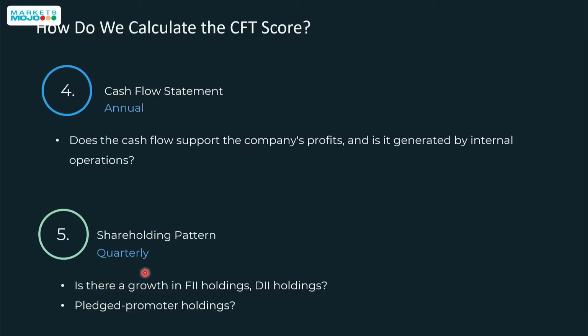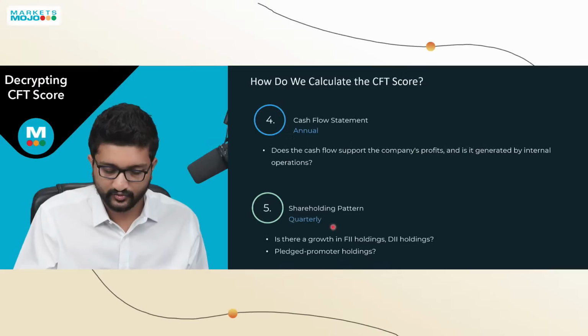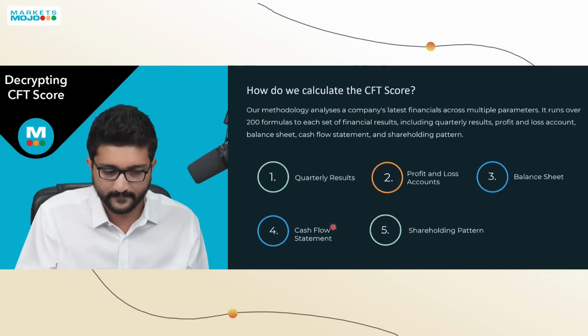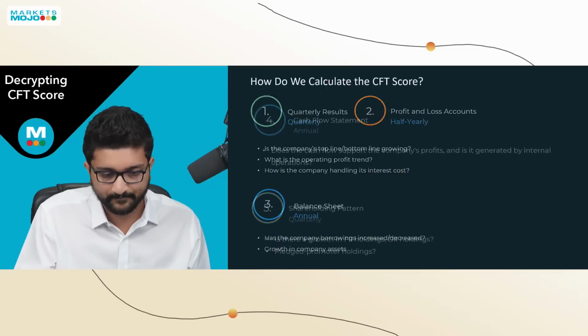Lastly, shareholding pattern. We get this data quarterly, and these are some of the questions we ask. Is there a growth in the FII holdings, DII holdings, promoter holdings? And we also look at pledged promoter holdings. So for the 5 financial statements I spoke about, these are some of the questions we ask.